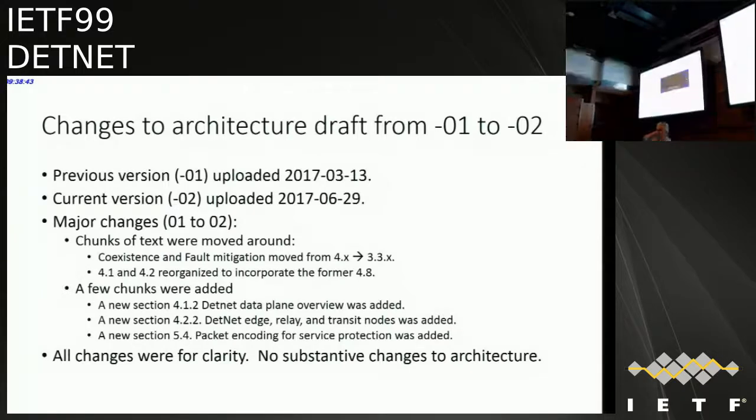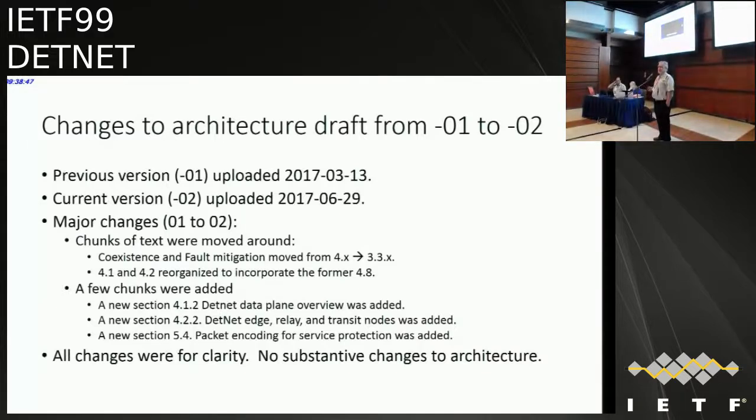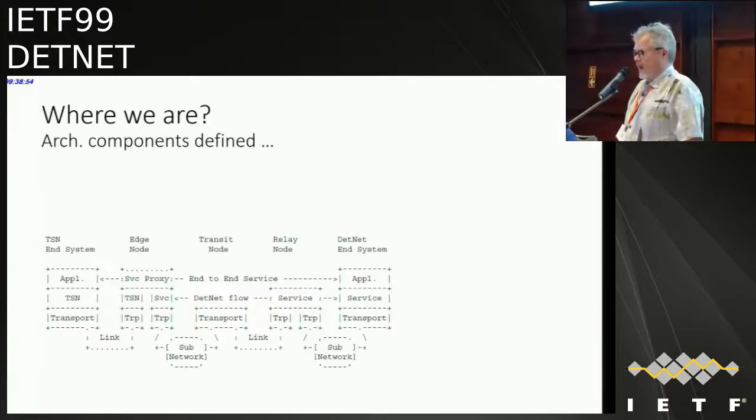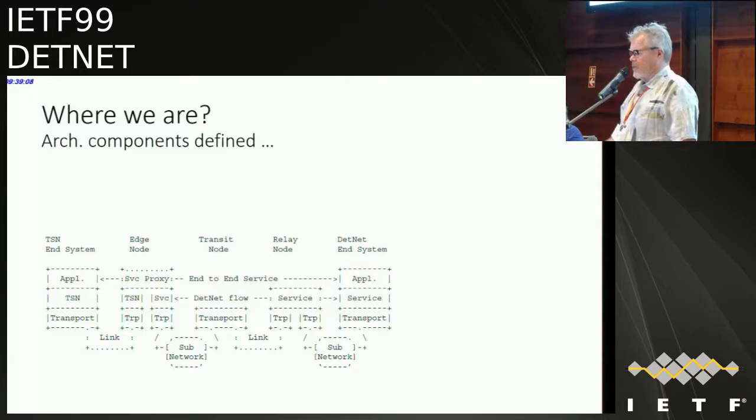And all the changes were for clarity. There's no substantive changes to the architecture. It works about the same as we thought it would work in March. Now, where are we now? This diagram is from the architecture. It shows one of the major use cases, where we have a TSN system going into an edge node through a transit network and out to an end system on the other side, and it shows where the subnetworks are, where direct links are. It gives a pretty general use case for what we're trying to accomplish with DetNet, which is the zero congestion loss and the extremely low packet loss.